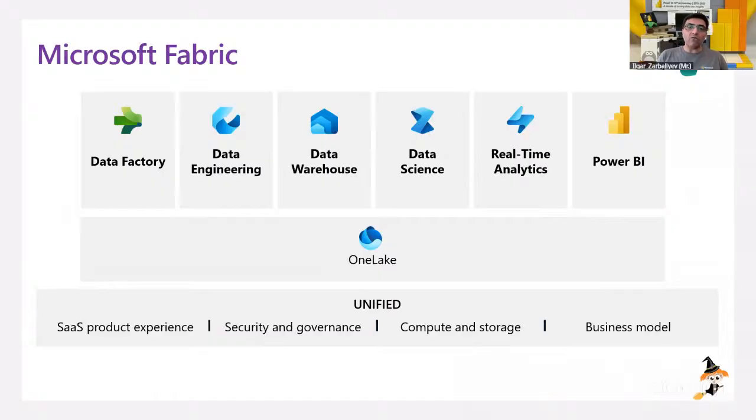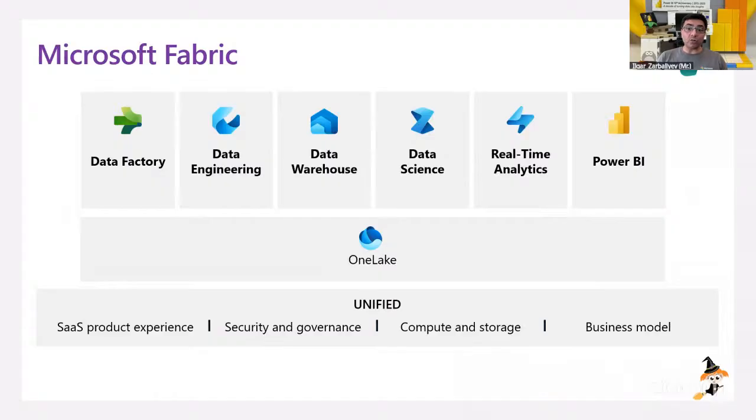Across the top, you've got the different workloads: Data Factory for data integration, data engineering, data warehouse, data science, real-time analytics, and Power BI itself for visualization and reporting. Underneath all of those sits OneLake, a single, unified data lake that every workload reads from and writes to. That's really the key idea of Fabric. Instead of separate storage for every tool, everything shares the same data foundation.